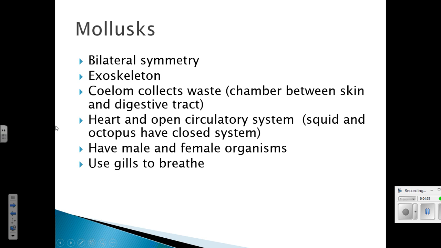The octopus and the squid are going to be an exception to that rule. They're going to have a closed system. So they're going to have their reproductive parts in different organisms. So you are either male or female, and they're going to use gills to breathe.